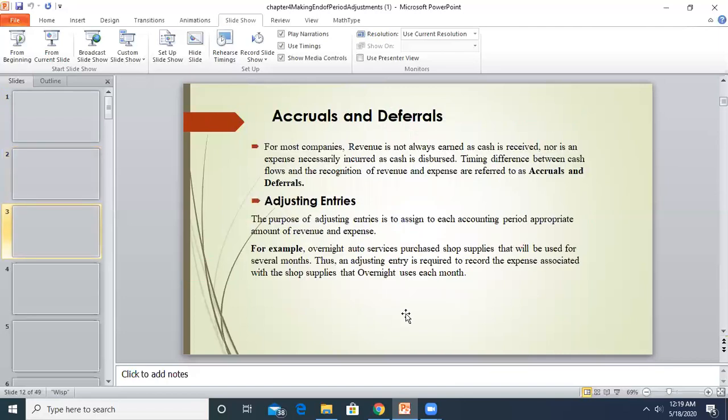Accruals and deferrals, we had already discussed what these are, and the need for adjusting entries is because of these accruals and these deferrals. So let's have a recall. What does that mean? Revenue is not always earned in cash as received, nor is an expense necessarily incurred as cash is disbursed. So sometimes there is a timing difference. It's not necessary that you have incurred an expense and also paid it. So the payment is sometimes earlier, sometimes later.